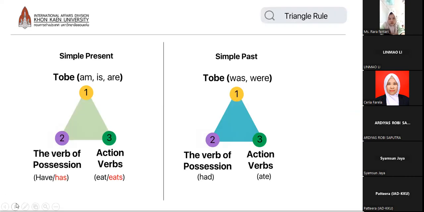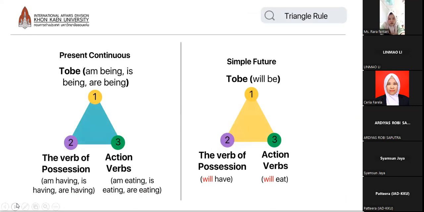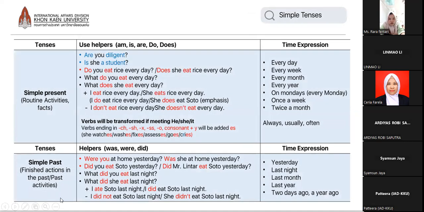And then here is the triangle that you can see. You can have a look. This is just to remind you because you will have a Kahoot game. So this one as well, you can find the information here. But I will only emphasize here because I think this is the most difficult tense. Simple present. Remember, we use it in telling our routine activities and facts.